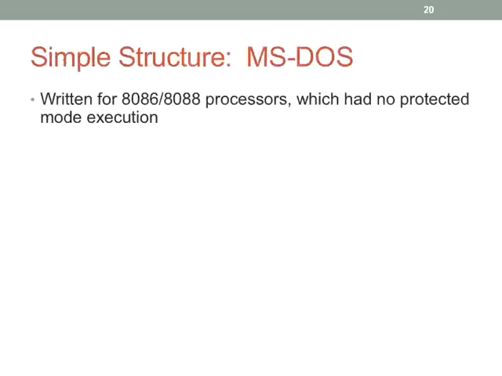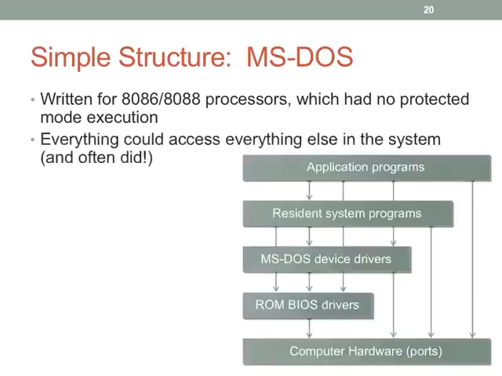So, MS-DOS. I have to be careful how I say this. I don't want to just bash on it because I actually really enjoyed using it when I was a kid. But part of the reason why MS-DOS was so limited is because the processors that it ran on were also limited. There was no protected mode execution.